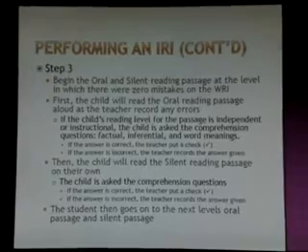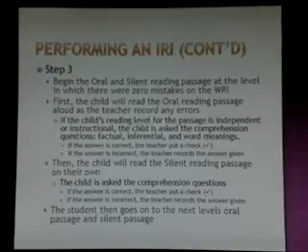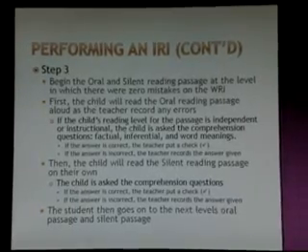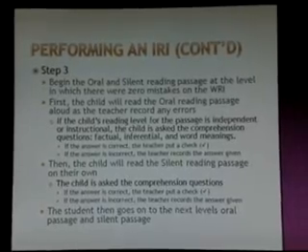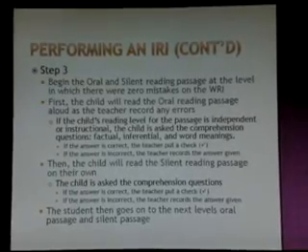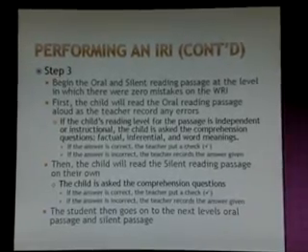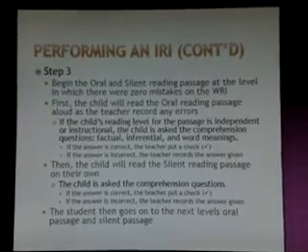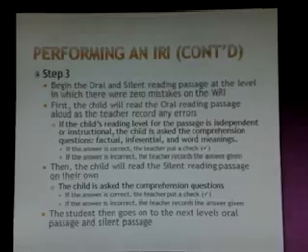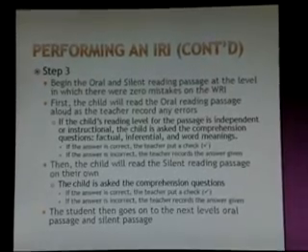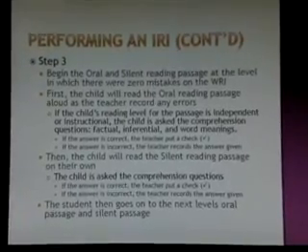If the answer is correct, the teacher will put a check mark next to it. If the answer is incorrect, the teacher will record the answer that the student has given. Next, the child will read the silent passage on their own. The child will be asked the comprehension questions again, and the teacher will record correct answers with a check mark and incorrect answers by recording the answer that was given. Next, the student goes on to the next level of oral and silent reading passages. This will continue until the child reaches their frustration level.